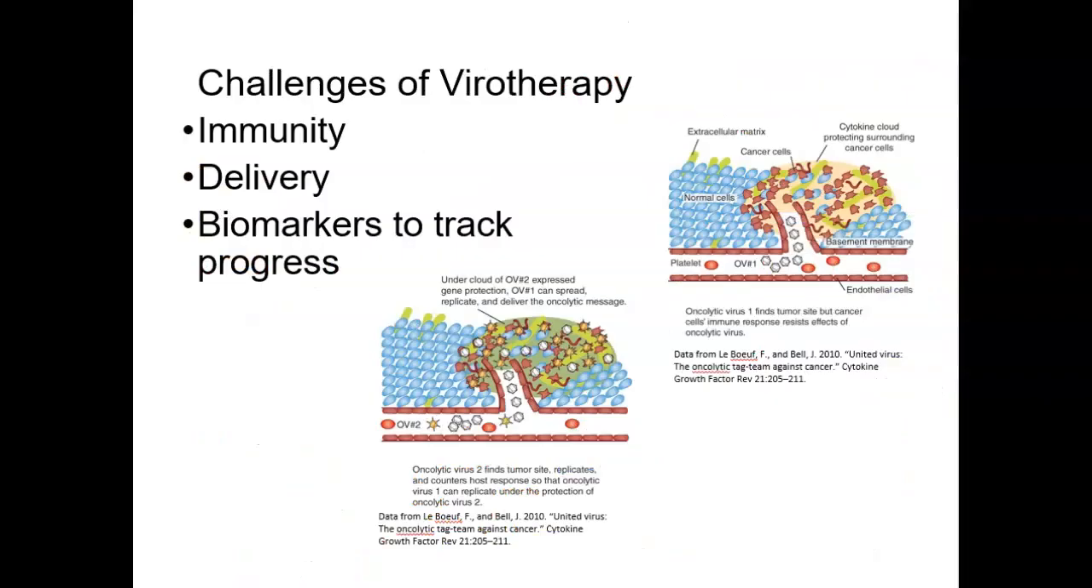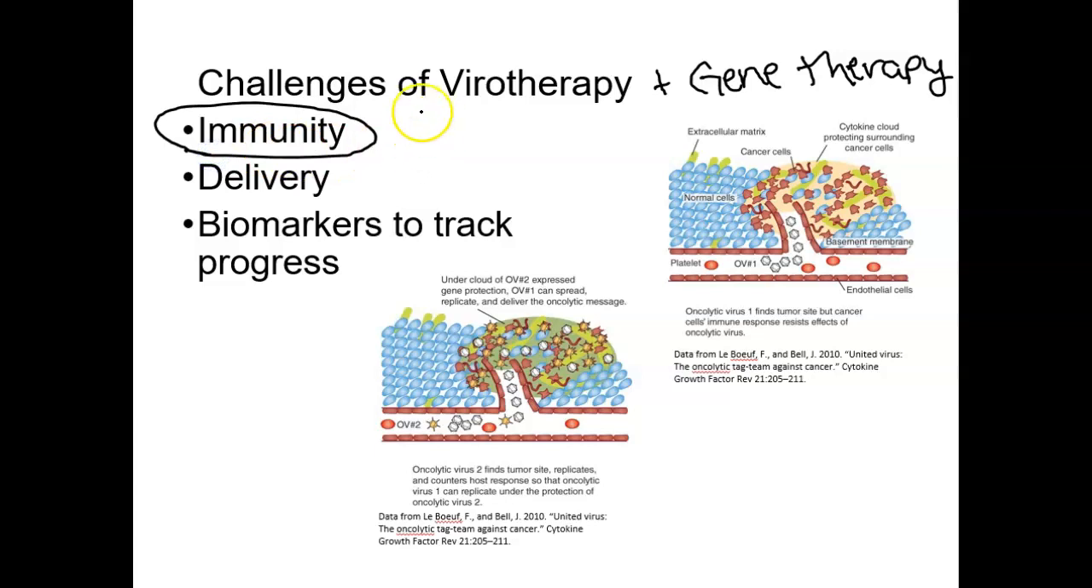So what are some challenges in virotherapy? And this isn't just virotherapy, but this is also gene therapy. All right, so one big problem here is immunity. If the immune system mounts a response against your virus, so you've got a virus here with very helpful genes, but if your immune system targets it, then you can't get your viral vector or oncolytic virus to where it needs to go because the immune system took it out.